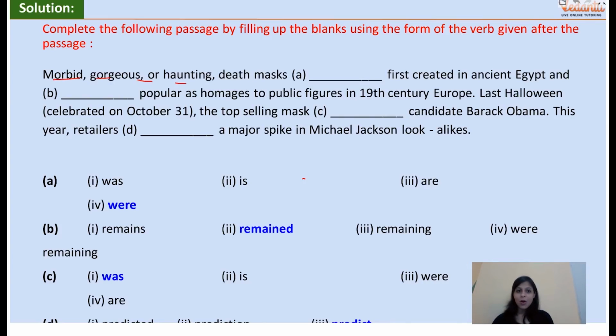So they're talking a lot of masks, so it's going to be word. Yes, that's correct. First created in ancient Egypt, and of course they remained popular as homages to public figures. Last Halloween, the most or the top selling masks. So they're not talking about masks, so I would say mask was candidate Barack Obama. This year, retailers liked a major spike in, so you can just write yes, they liked, or maybe showed interest, whatever the option is. We don't have the option coming here, so even I forgot. So you can work accordingly.